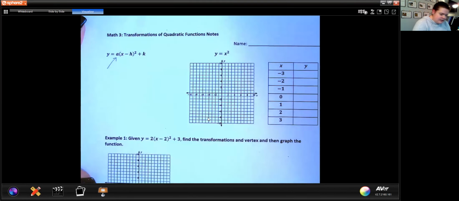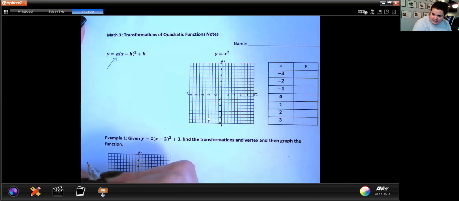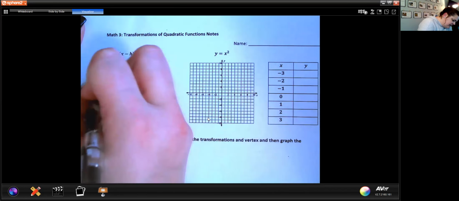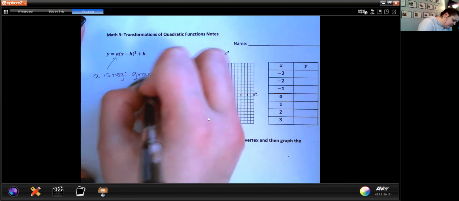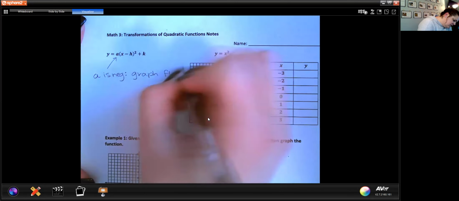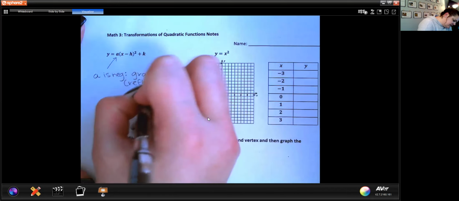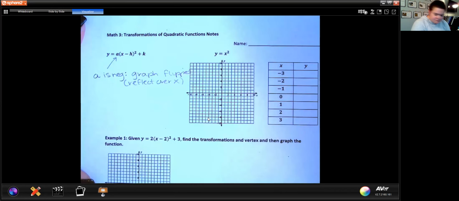The A in the front tells you about the vertical stretch or the vertical compression, and it can also tell you if the graph has been reflected over the x-axis, which for us just looks like it's flipped upside down. So we're going to say if A is negative, then that means that the graph has been flipped, which we call reflect over the x-axis. That's the formal way of saying it, so that's how we write it.